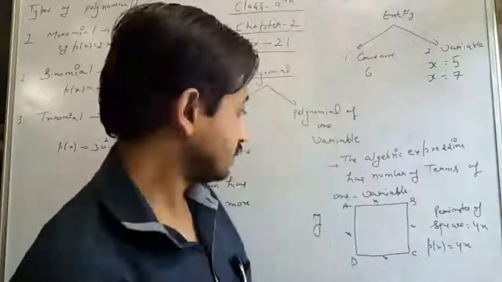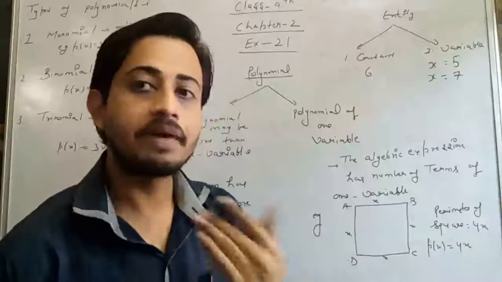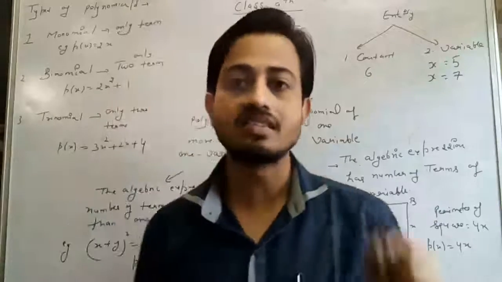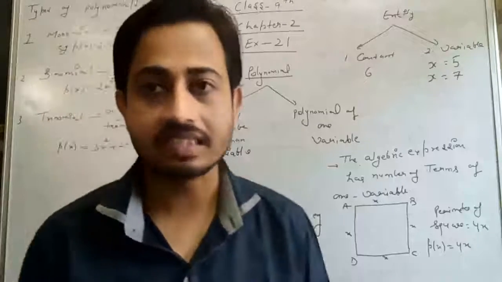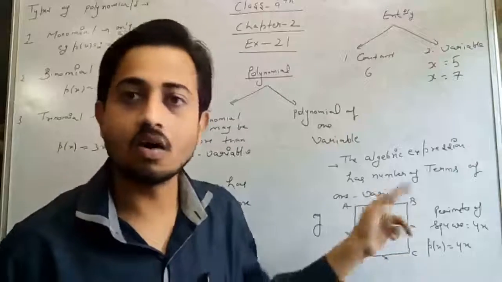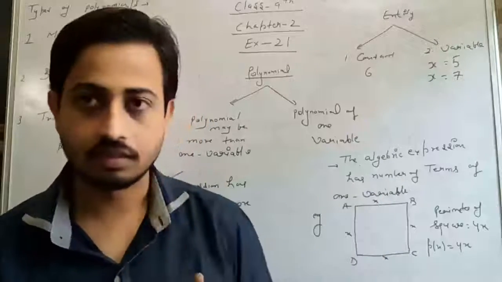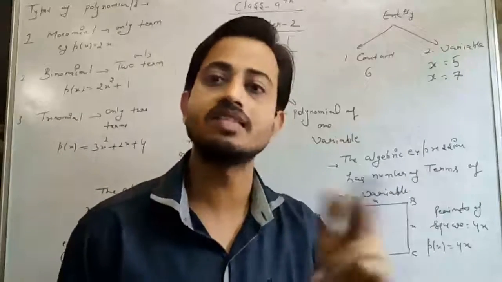Now look at these examples. Take a square, and you know the perimeter of the square is the sum of all four sides, and the sides are of equal length. If I take the length of one side as x, then every side has length x. So the sum of all sides is x plus x, 2x, plus x, 3x, plus x, 4x.